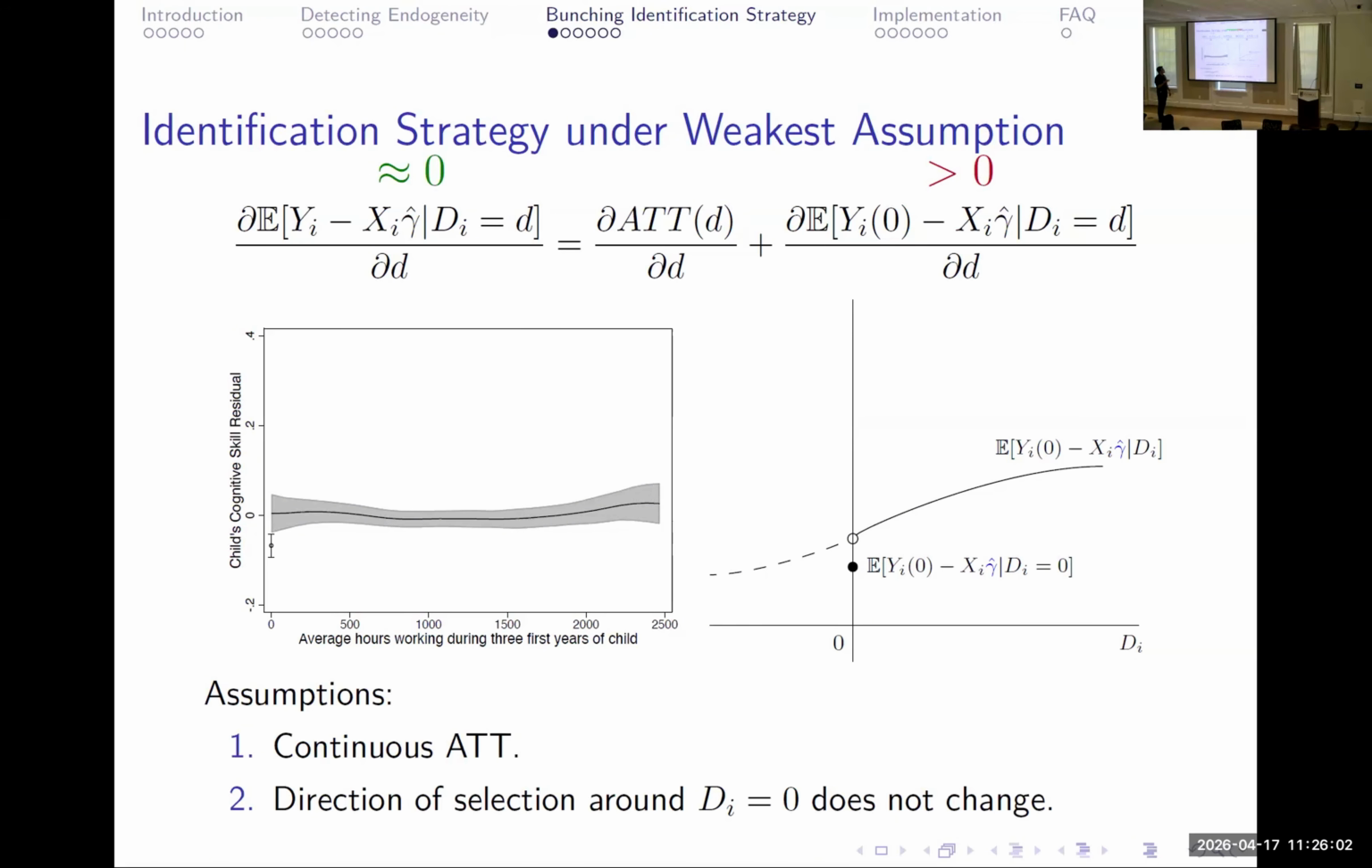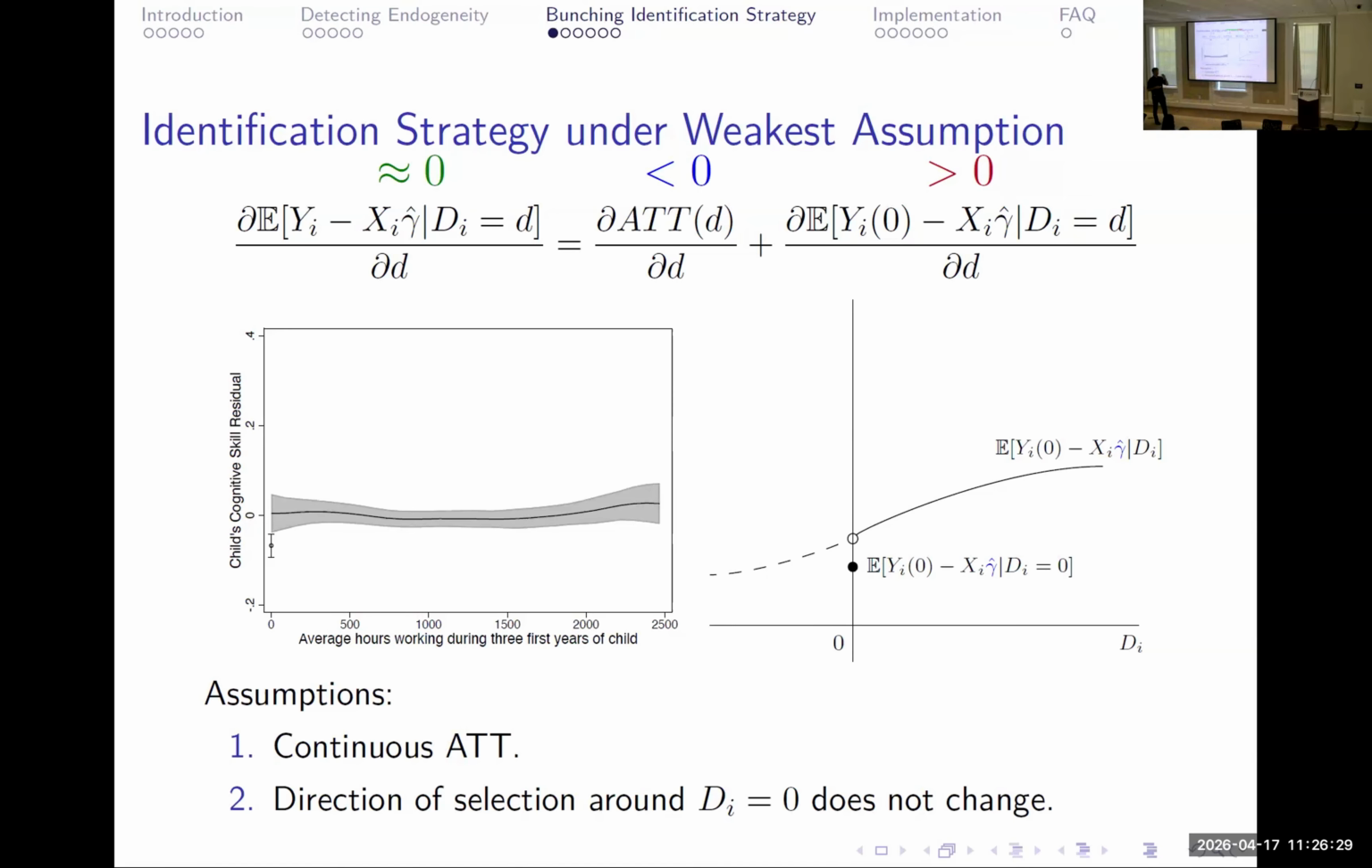But because this part here is positive and this part here turns out to be close to 0, we already know that the causal effect must be negative. The only way that that thing should be around 0 is if indeed, as the mother is working longer hours, the kid's cognitive skill at age 6 is getting harmed. Does that make sense thus far?